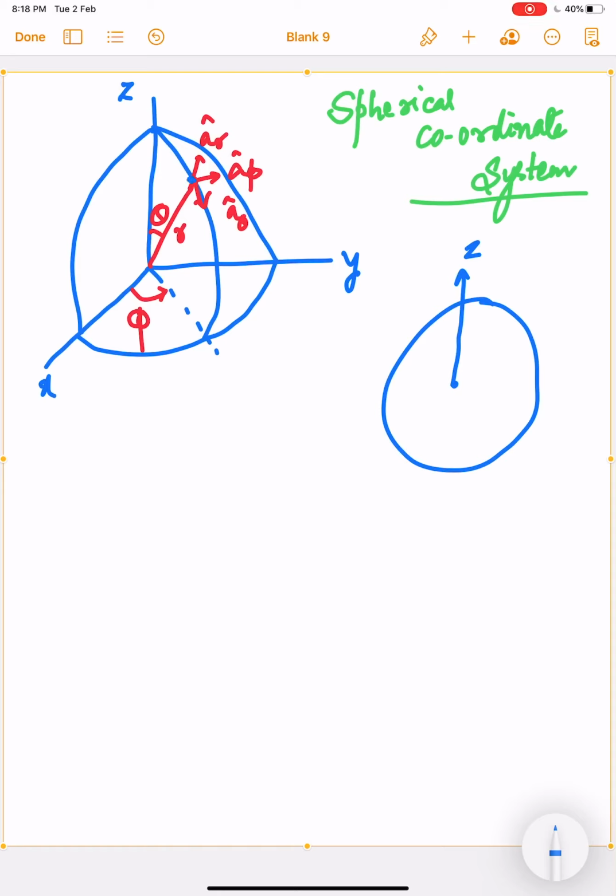Next, suppose you consider an object here. This is P. You consider an object whose position vector is P, at an angle theta from the z-axis, and from the center it is at a distance r. This theta we call the co-latitude.